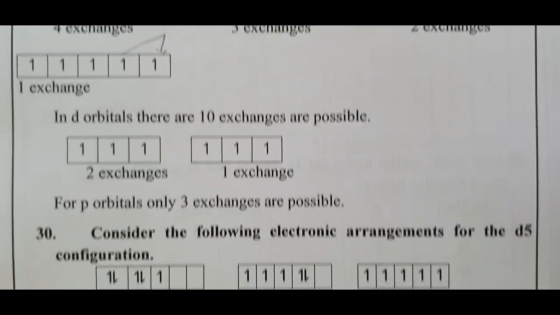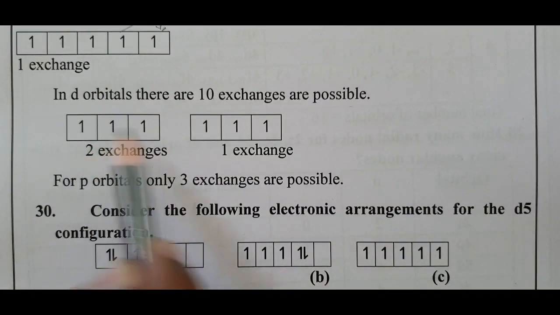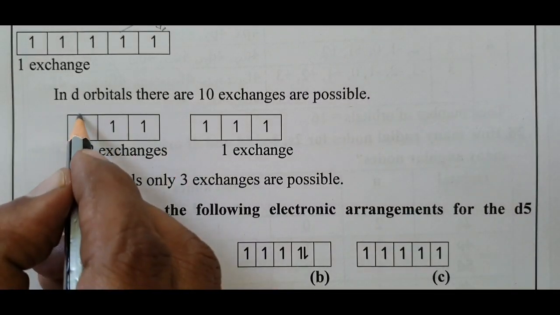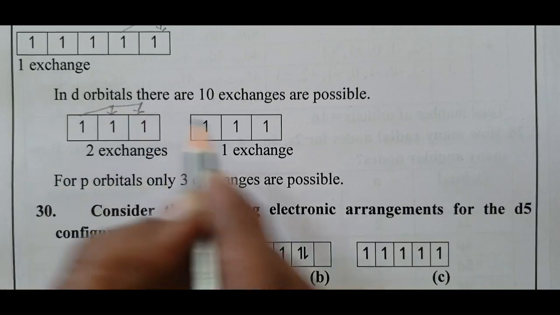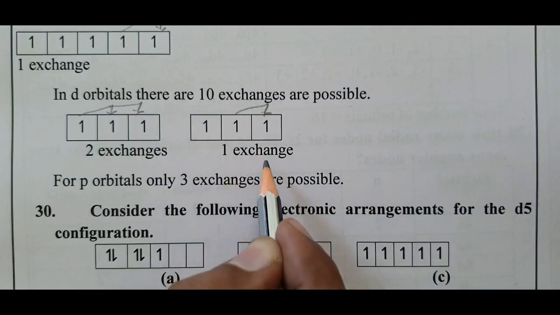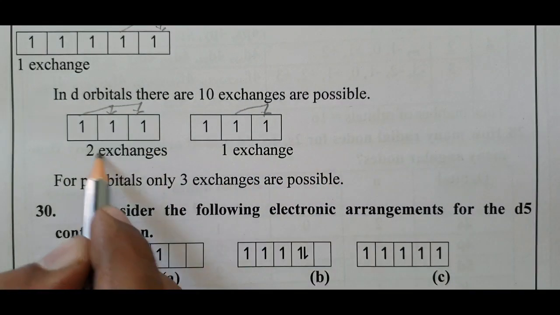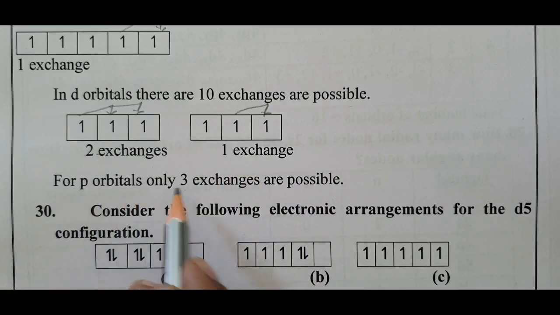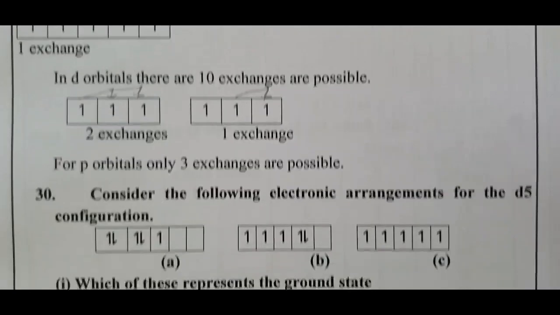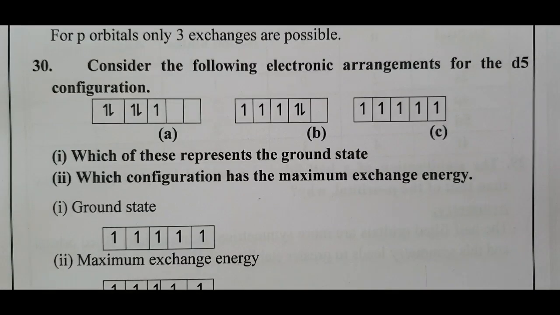Come to p orbital. Half-filled p orbital means p3. For the first electron, 2 exchanges are possible. For the second electron, only 1 exchange is possible. 2 plus 1 equal to 3. For p orbital, only 3 exchanges are possible. Therefore, the half-filled electronic configurations are more stable than partially filled electronic configurations. Question number 30.